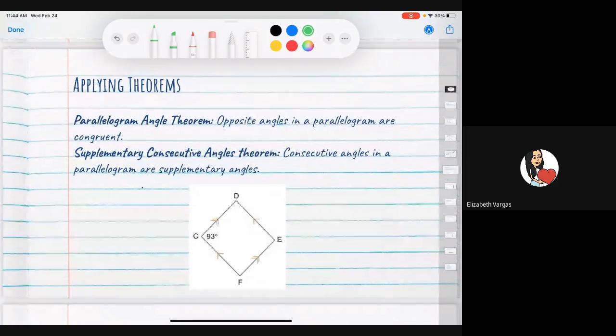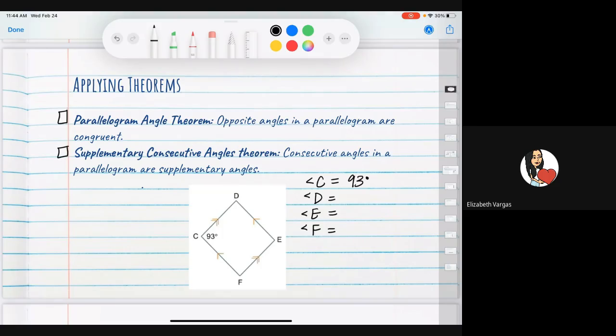So basically what we're going to do here is find the missing angle measures using the parallelogram angle theorem, and then the supplementary consecutive angle theorem, okay? So we're looking for the measure of angle C, the measure of angle D, the measure of angle E, and the measure of angle F. Okay? Well, let's see. The one thing I'm told is that C is equal to 93, so I can put 93. Okay, so which one do I want to go through first?